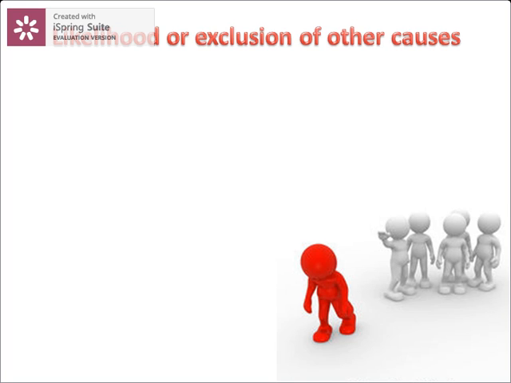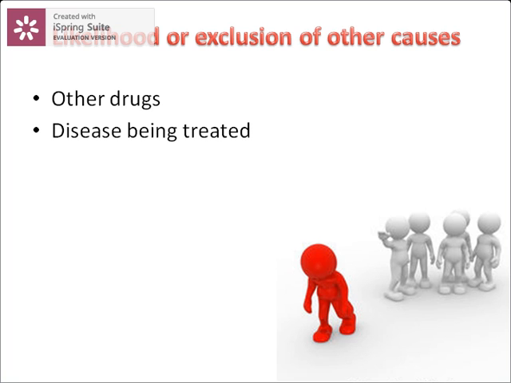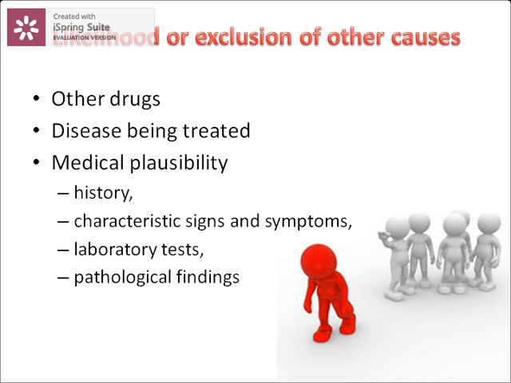Now the third important factor is the likelihood or exclusion of other causes. For that, one needs to think from the point of view of other concomitant drugs and the underlying disease for which the patient is receiving medications. And one needs to think about medical plausibility based on the characteristic history, signs and symptoms, laboratory tests and pathological findings.